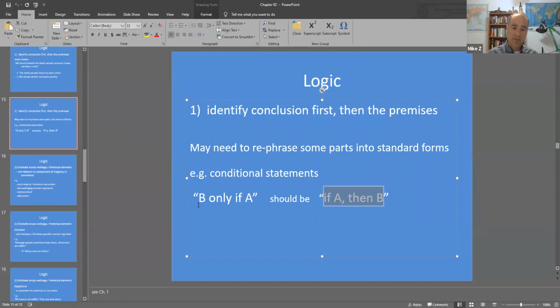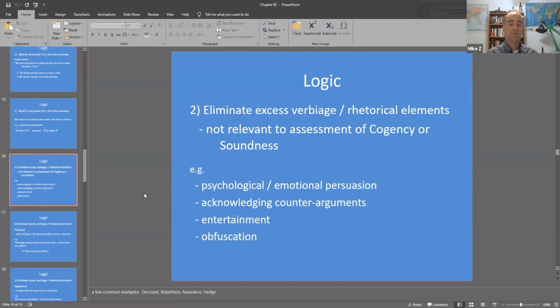Whereas the author might have phrased it a little differently. They said B will happen only if A happens, or B is true only if A is true. But we need to convert that into standard form in order to make the logical structure of the argument more clear. Okay, so what are some of the other things that we need to do here?